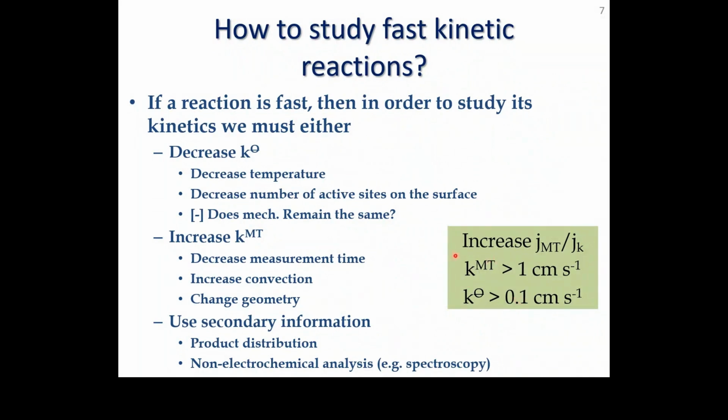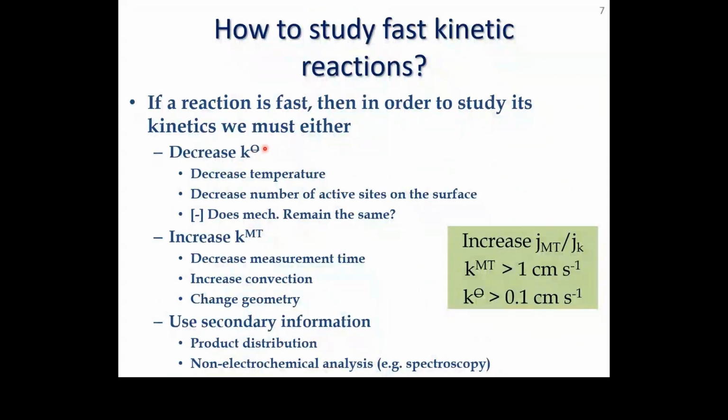So that really means that we want a KMT of at least 1 centimeter per second, and preferably of the order of 10 centimeters per second, so that we can always measure the rate of the electrochemical process. And so here are the different approaches that we can actually use.